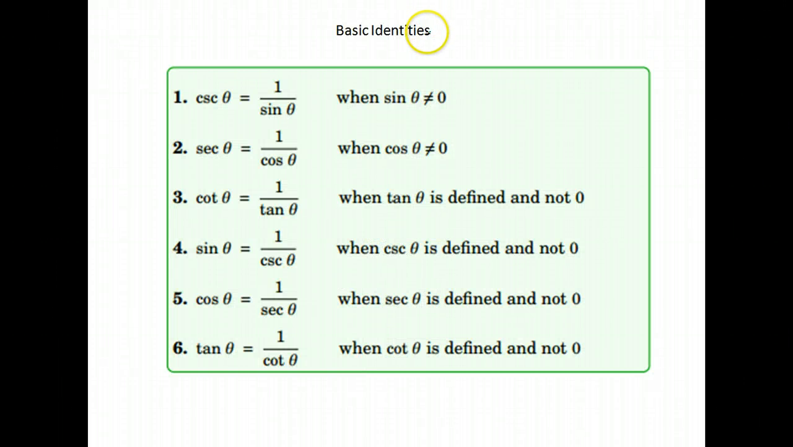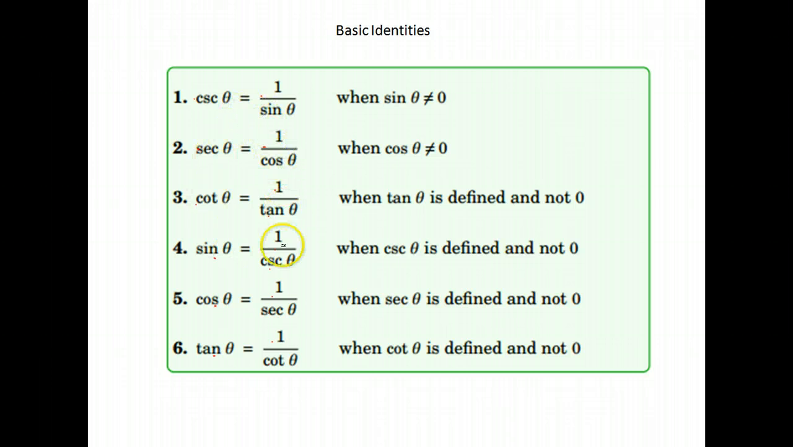Okay, so as we start verifying or proving trig identities, as they say, here are the very most basic identities: the cosecant is 1 over sine, the secant is 1 over cosine, cotangent is 1 over tangent, secant is 1 over cosecant, cosine is 1 over secant, and tangent is 1 over cotangent.